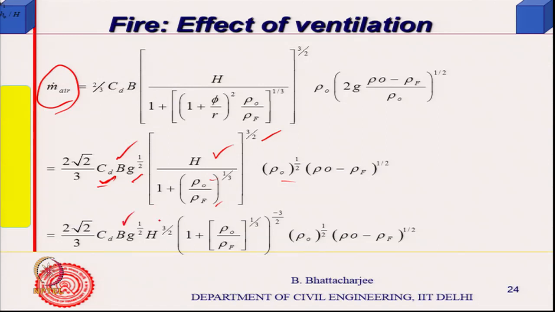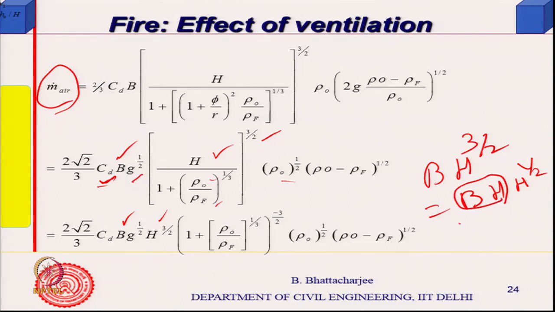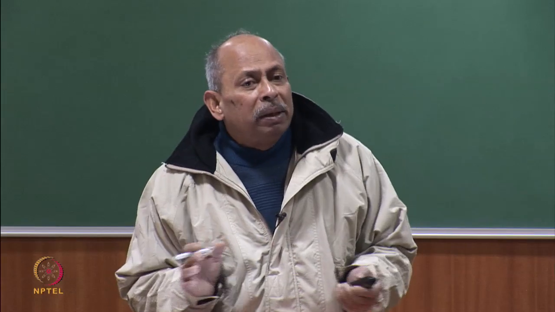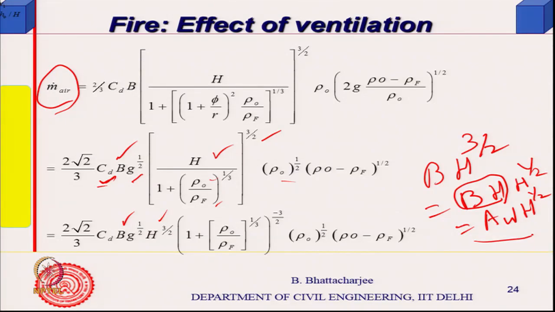All that is related to the room is B into H to the power 3/2. What is B into H? That is the area of the window. So, area of the window into H to the power half. So, the mass flow rate of oxygen or mass flow rate of hot gases, which will be nearly the same because mass remains constant, that is what we are saying, is a function of the area of the window and the square root of the height of the window.